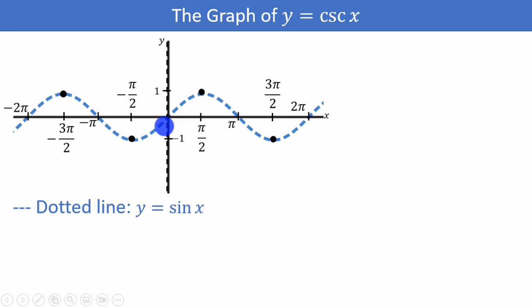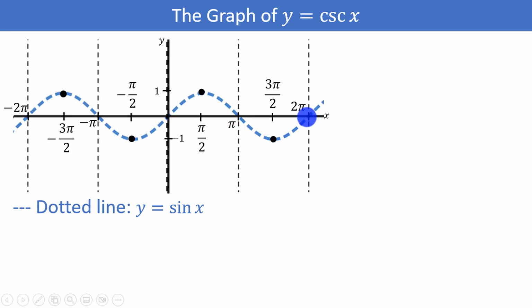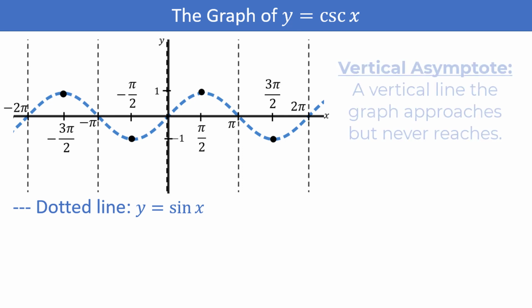This will also be the case at any of the other places where sine is equal to 0. So at pi, at 2 pi, at negative 2 pi, or any multiple of pi. At each of these points, sine is equal to 0, and cosecant is 1 over sine, or 1 over 0, which is undefined in mathematics. We are indicating each of the undefined points on cosecant with a dotted line. The dotted lines are what we call vertical asymptotes. These are points that the graph will approach but never reach.